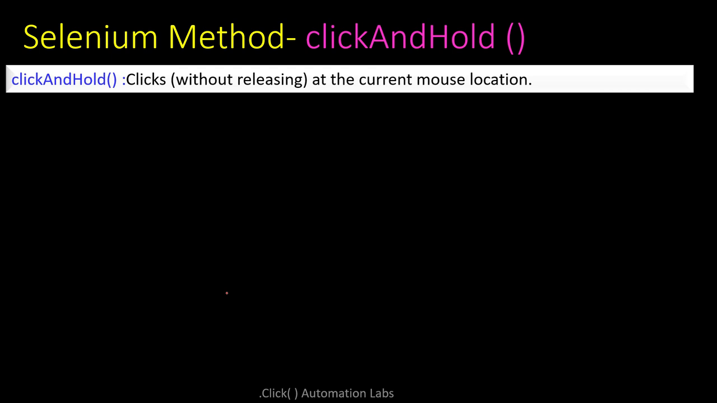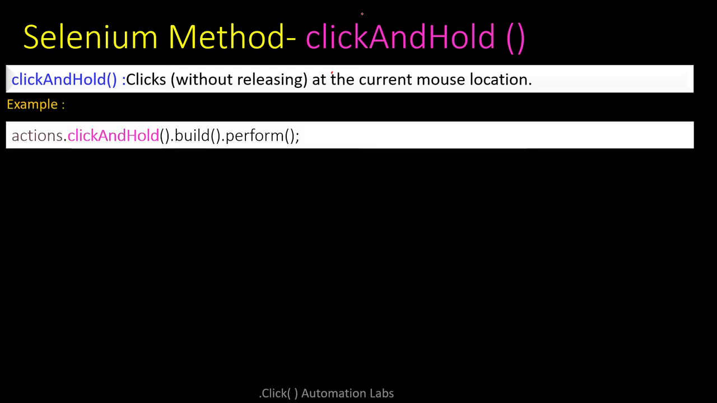So there are two methods in click and hold. You can click and hold at any location. Suppose this is my mouse pointer. If I say click and hold, now the WebDriver will click and hold at this location. But if I mention click and hold on a web element, then it will hold on a particular given target. So that is about click and hold.